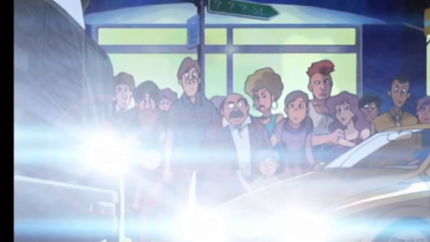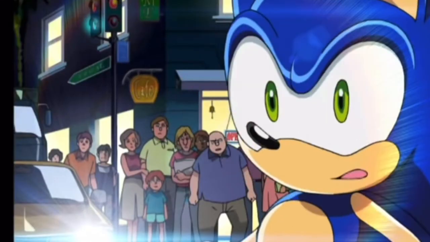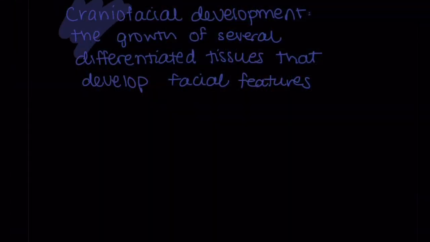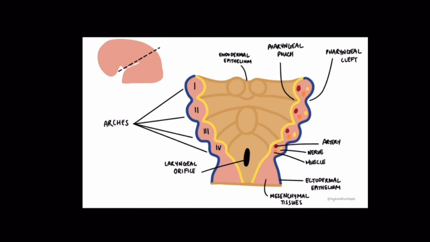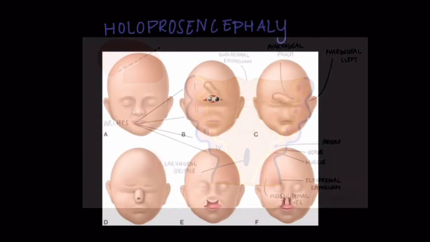So what happens if this pathway goes wrong and there's a mutation involved? First, let's talk about craniofacial development. It's the growth of several differentiated tissues that develop facial features. So if there's an SHH mutation, then there will be an issue with the development of the first pharyngeal arch because that's what it's responsible for.